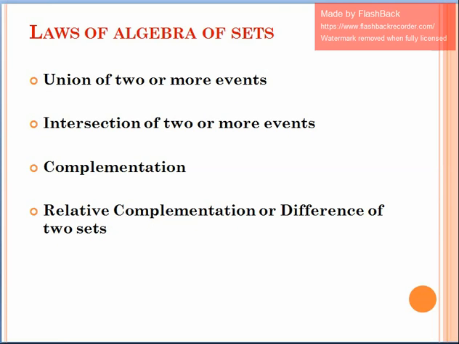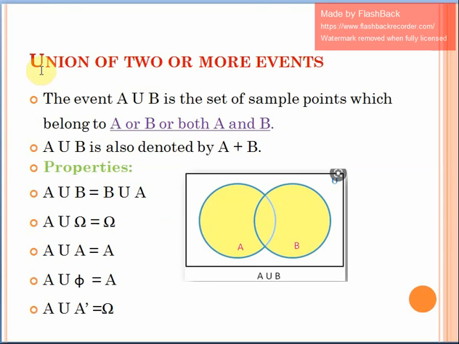We will first discuss what is the union of two or more events. Friends, you know what is actually meant by union? You may have studied all these things previously. So the event A union B is the set of sample points which belong to A or B or both A and B. A union B is also denoted by A plus B.